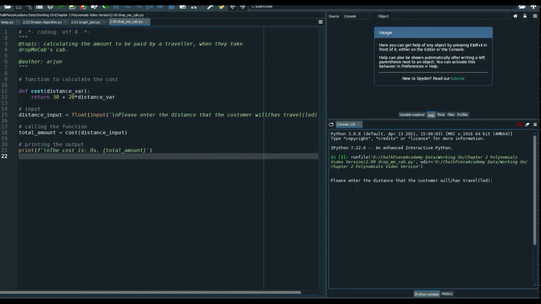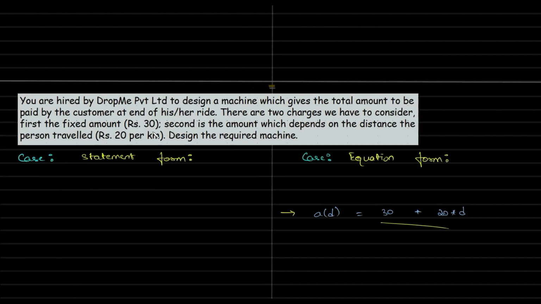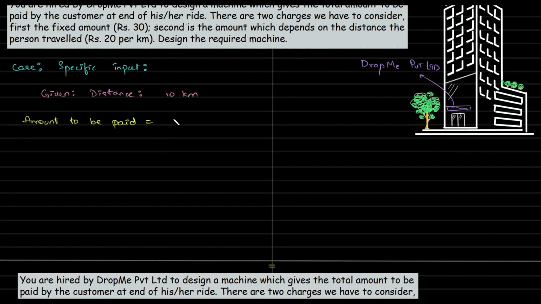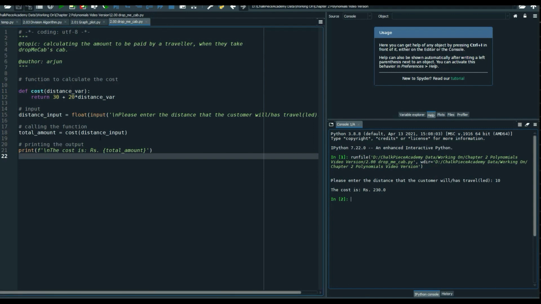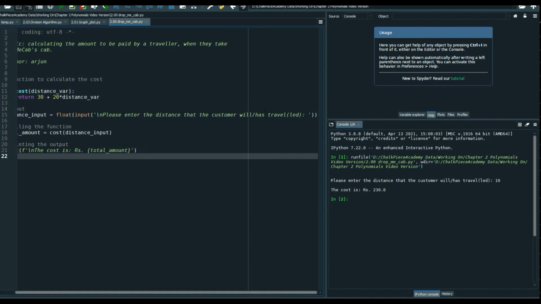So the program is asking us to enter the distance the customer has traveled, or is going to travel. Like we spoke of a person traveling 10 kilometers, and the cost turns out to be 230. And yes, for the first scenario, we found that the price that person pays is 230. Is it not? So it works. The program works. But I would like to tweak it a bit.